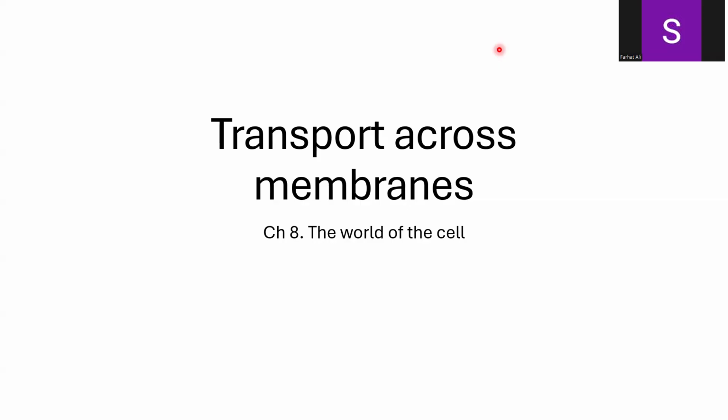Okay, so previously we looked at the structure and the organization of the membranes. With this, now we move on to the next part, which is regarding the process of transport, that is, how do membranes regulate the process of transport.